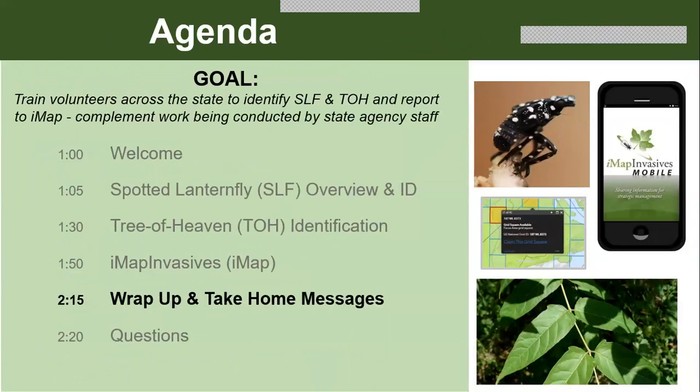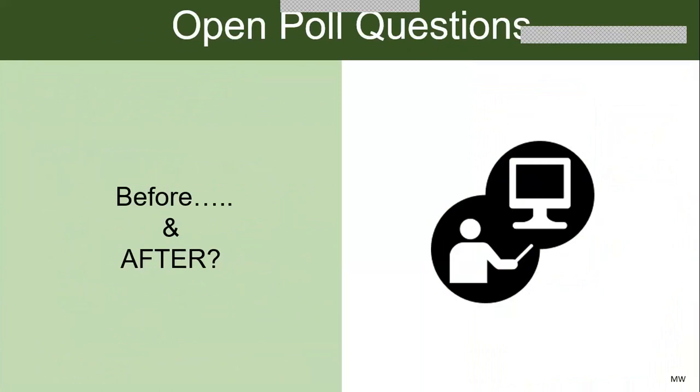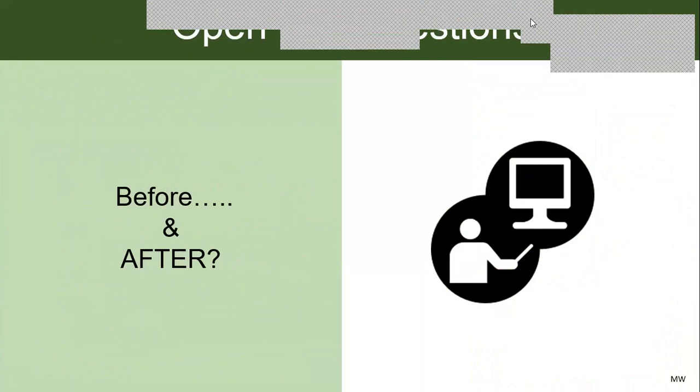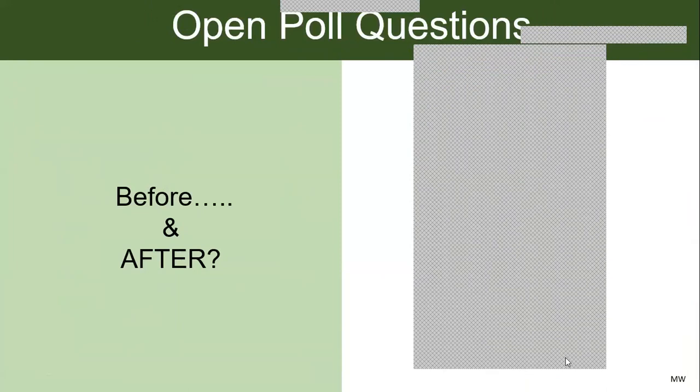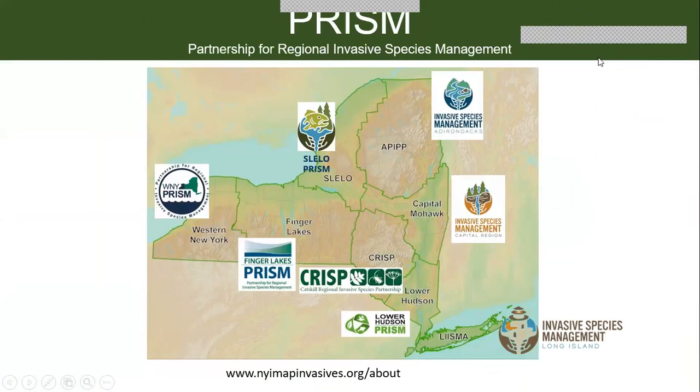And so that was everything we're covering today. Now we can start to wrap up and go through some of the questions in the Q&A. So now we can open the closing poll results. Keep an eye out for those, they will pop up soon. All right, so you should see those polls pop up. Please answer those so we can see how we did, and see if you became any more familiar with identifying tree of heaven and spotted lanternfly, and more familiar with iMapInvasives.